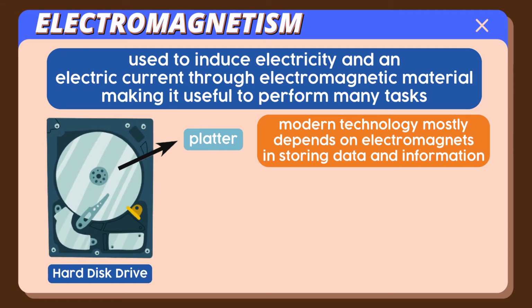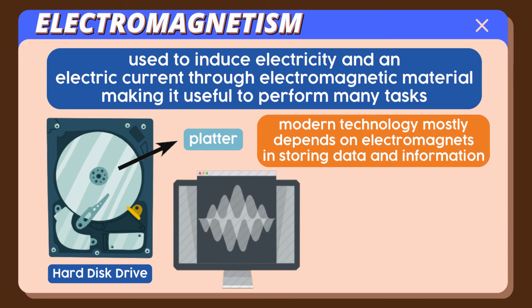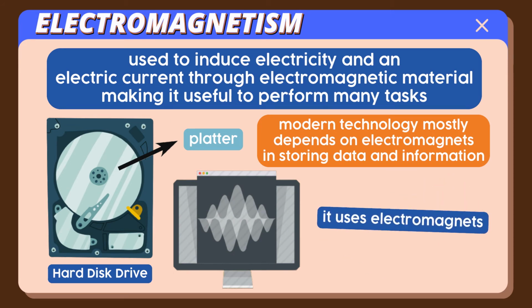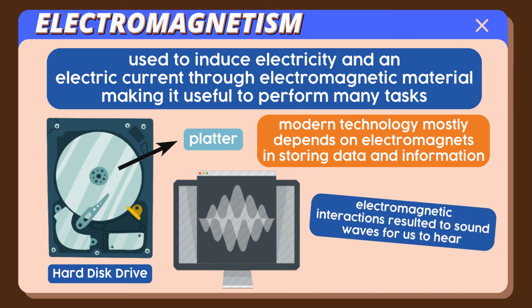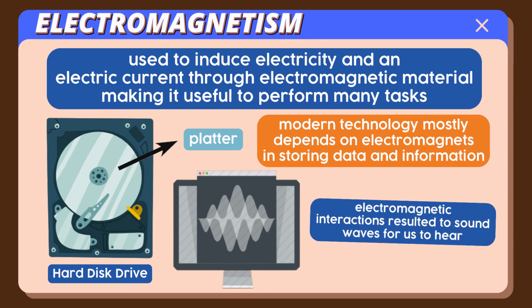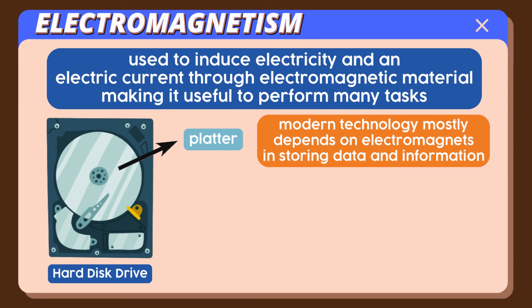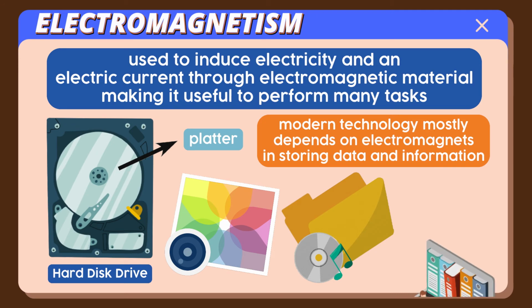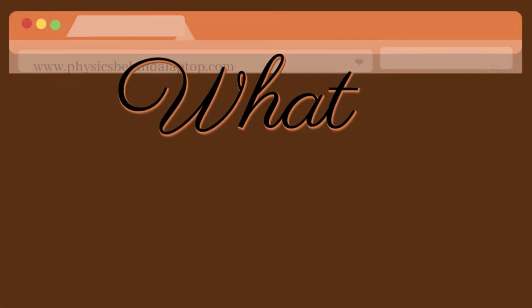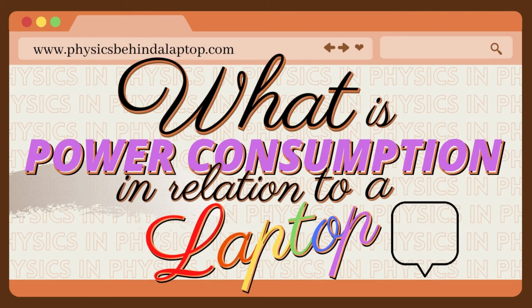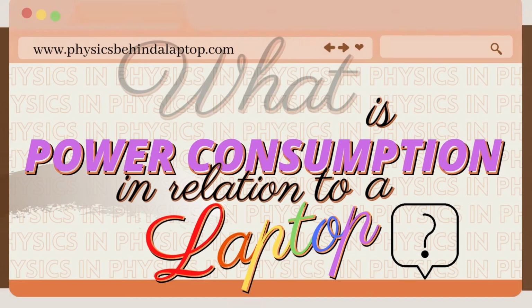Aside from storing data, when laptop computers or its speakers project sounds, it uses electromagnets. And as we all know, sound is a mechanical wave, and electromagnetic coils inside speakers respond to the electric current coming in, and these electromagnetic interactions affect the air in front of the speaker and create sound waves for us to hear. Another is, every time we store photos, music, or text documents on our laptop computers, we also use electromagnets.